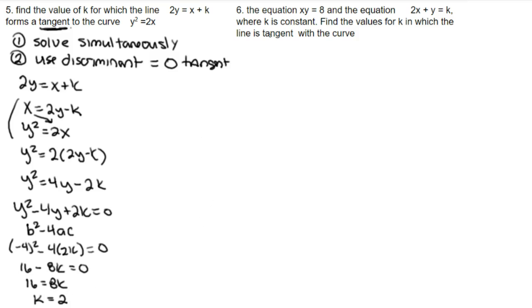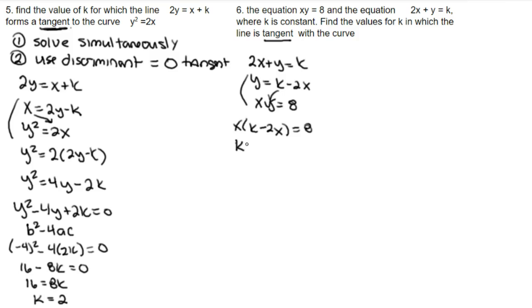All right. In the next one, it's the same kind of question. It's tangent. There's two different equations. I go ahead and get this y by itself and then substitute into the other. And what's going to happen is you'll notice I get another quadratic. So all I've got to do now is x times x minus 2x equal 8. And then I've got kx minus 2x squared equals 8. I get it all on one side. And I've got an a, b, and a c for my discriminant.